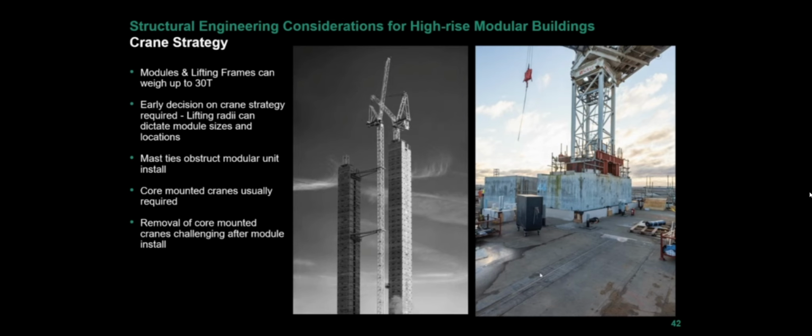But then the ties block the installation of the modules because they need to be dropped straight down. So they need to be removed to actually install the modules. So the solution that we've always used is that cranes are installed on top of the core, which gives you a full free zone to install all the modules, and they can be quite heavy with the concrete slab system. They can weigh up to 30 ton.